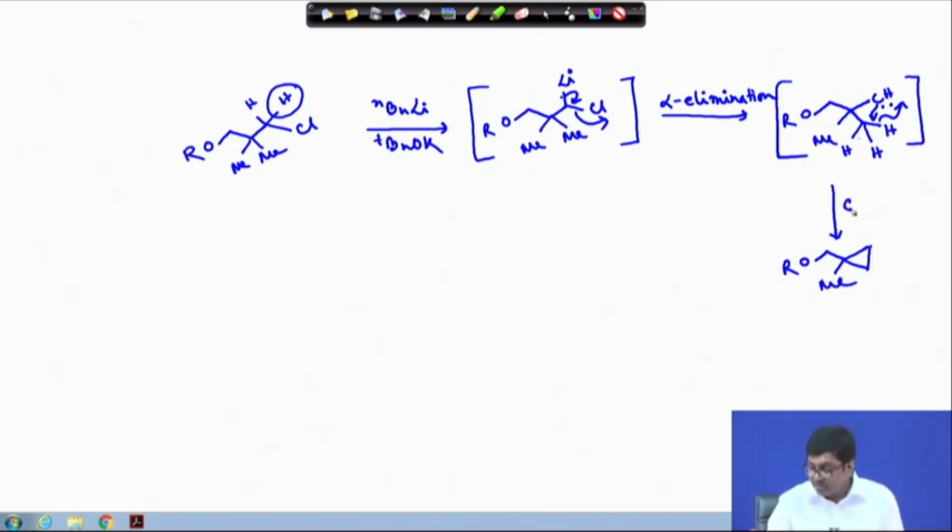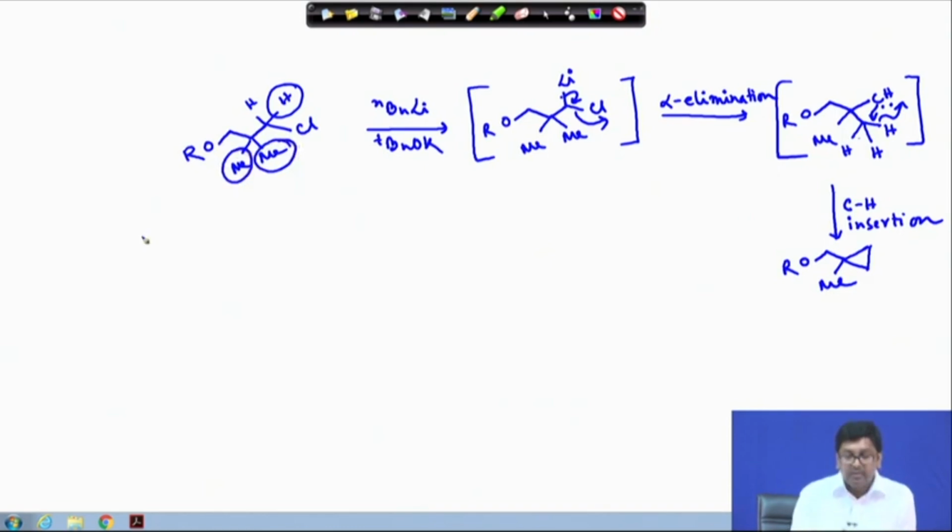So, here what is happening? Here the CH insertion is happening. In this case, by CH insertion we are getting a 3 member ring, because there is no beta hydrogen present here. Once there is no beta hydrogen, it is forced to undergo alpha elimination, and then the carbene species is formed, and once this carbene species is formed, it is forced to go to the CH insertion to give the product with the cyclopropane ring.